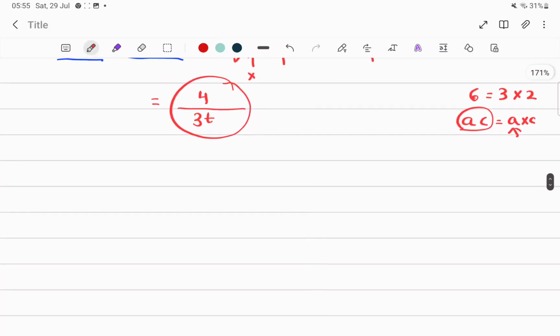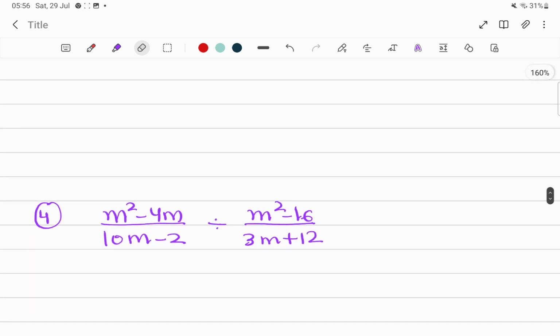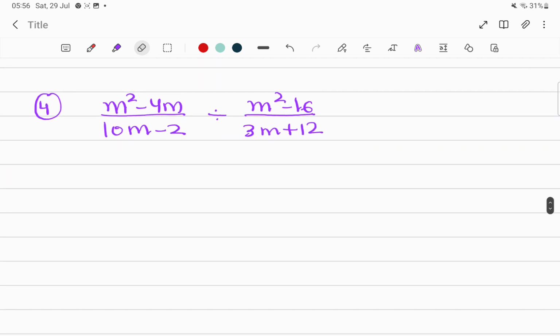Now the next question. In this question we have the division part. So in the division part, what you need to do is the same concept. First we convert this division into multiplication. So the first step would be m squared minus 4m over 10m minus 2, multiplied by, take the reciprocal, 3m plus 12 over m squared minus 16.